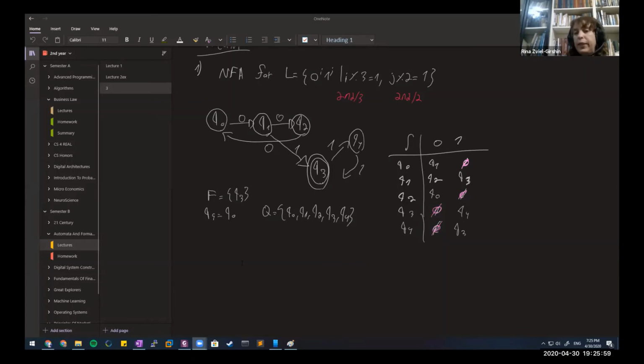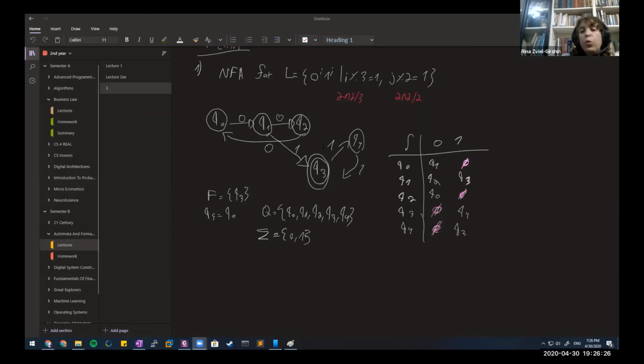So we have 5 states. The alphabet is the same alphabet, 0, 1. The transition function delta: Q0 on 0 is Q1. Q0 on 1 is the empty set. Q1 on 0 is Q2. Q1 on 1 is Q3.